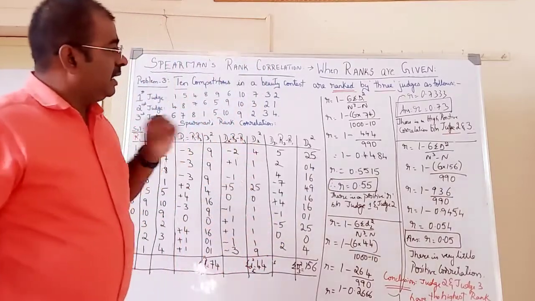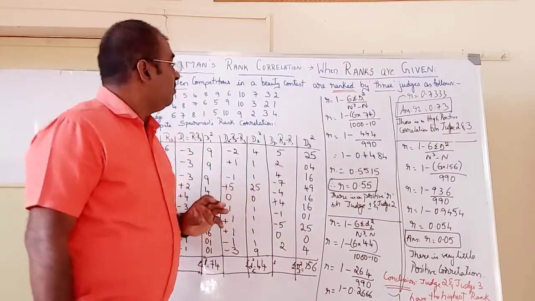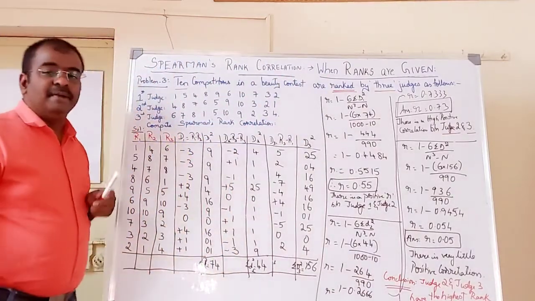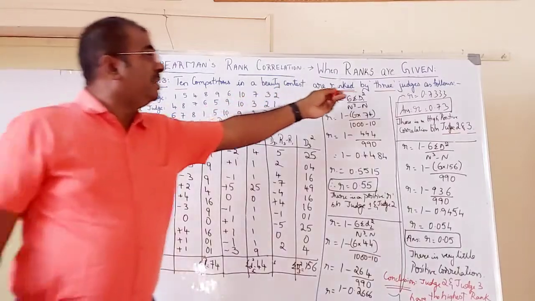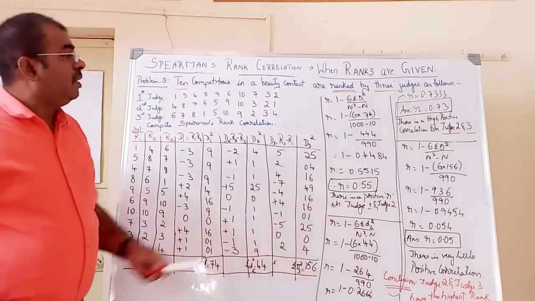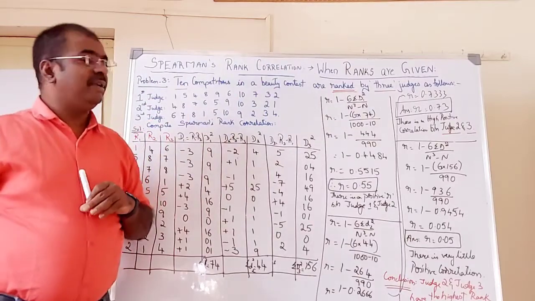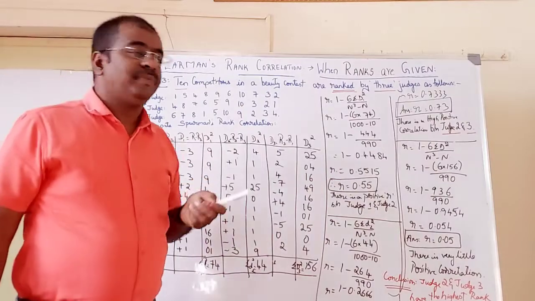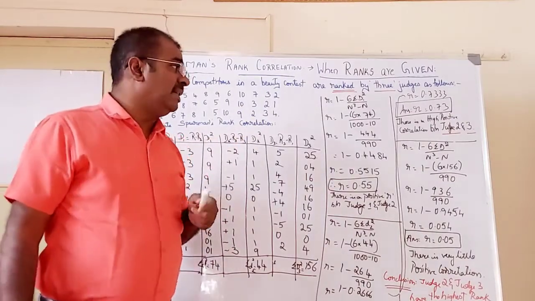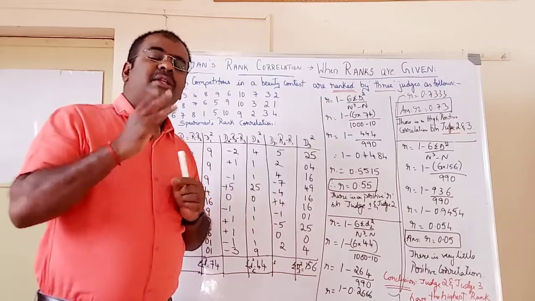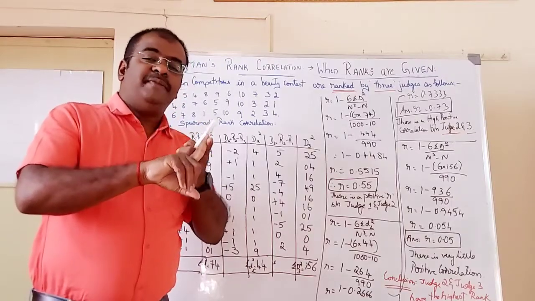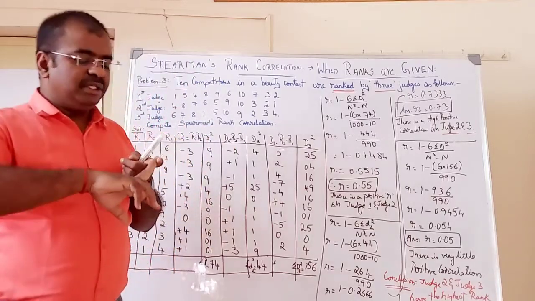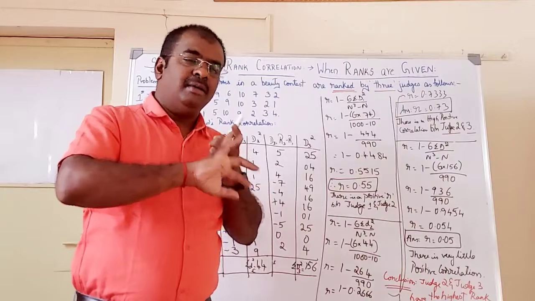So that's all, my dear students, with respect to Spearman's rank correlation. So we have tried to solve three different problems. Two problems when ranks are given and one problem when ranks are not given. When ranks are given, whether it is two ranks or three ranks, the number of steps remains the same. 3 steps. Step number 1, difference between rank 1 and rank 2. Step 2, square those deviations. And step 3, apply the formula.